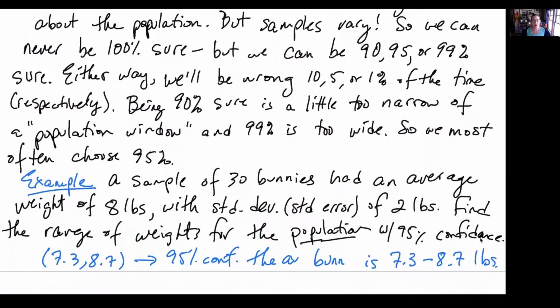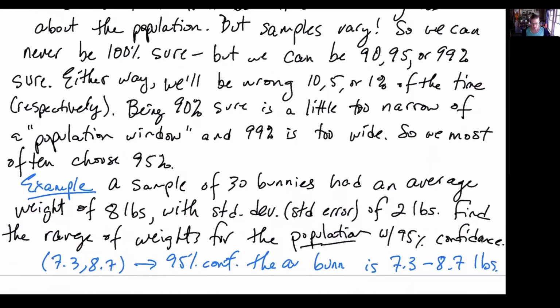Okay, so here's an example of that same bunny thing, but in this example we don't know the population. We know nothing about the population, but we have a sample of 30 bunnies, and that sample had an average weight of 8 pounds with a standard deviation of 2 pounds. And remember, this standard deviation is from the sample.